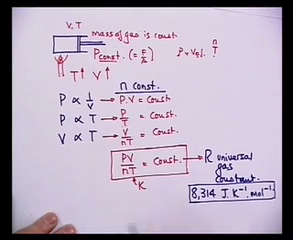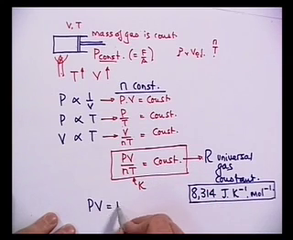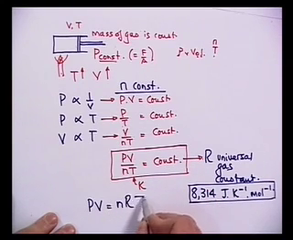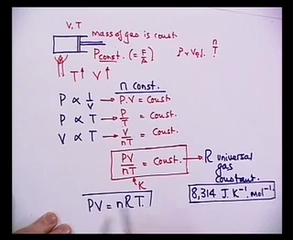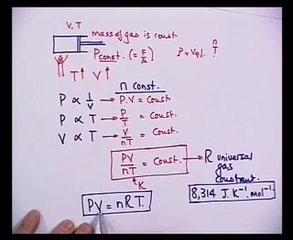Now, that means that we've got a relationship here: PV is equal to nRT. And just look at it very quickly. If I keep volume constant, n is constant and R is constant, so P is proportional to T. If I keep pressure constant, n is constant, R is constant, V is proportional to T.